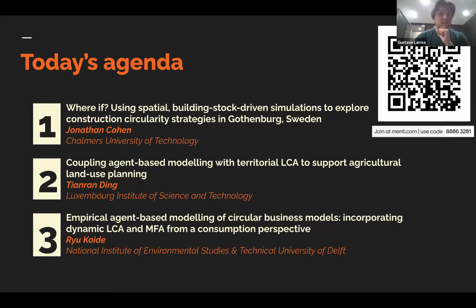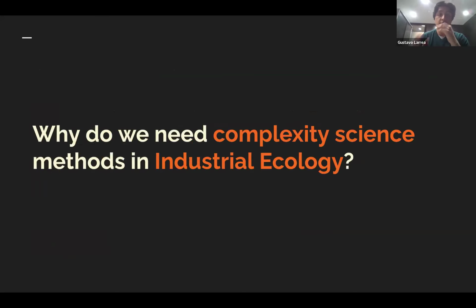Now, before starting, I would like to give a very brief introduction to explain a little bit what is the relevance of this topic and also what is the context in which we organize this session. So to begin, one of the main questions that we hopefully will answer by the end of this session is, why do we need complexity science methods in industrial ecology?